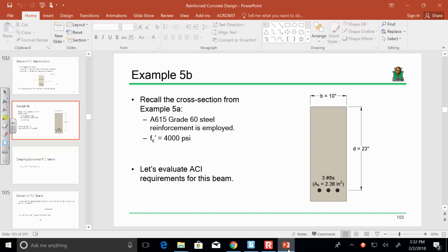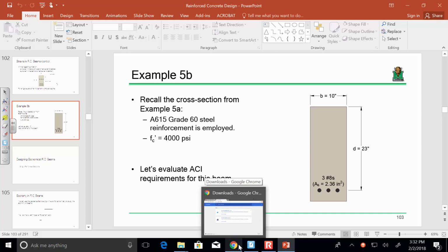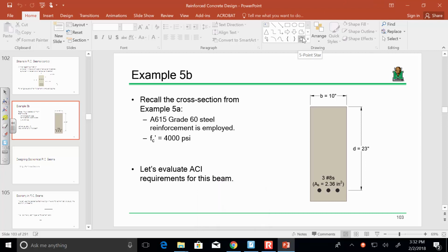All right, since we had some technical issues associated with the whiteboard software in class today, I decided to post this short little video summarizing the calculations for the example that we did in class. So here's the summary of the example. The idea was to take this and evaluate ACI requirements for the beam.